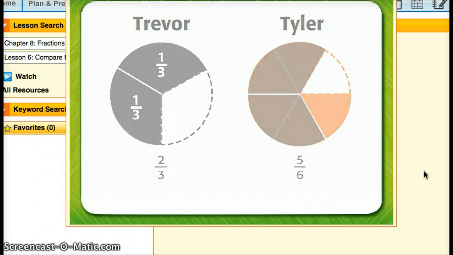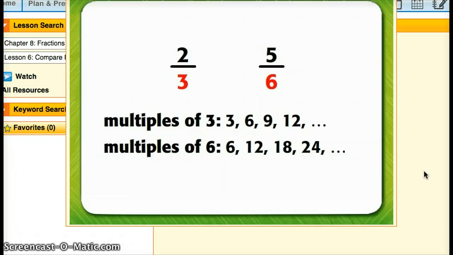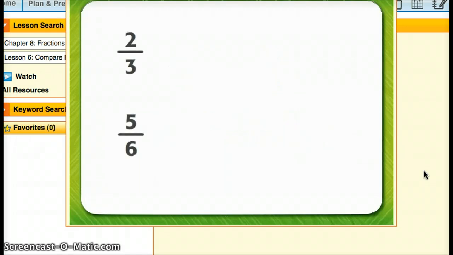We can find the least common denominator. First, let's find the least common multiple of the denominators. We need to find multiples of 3 and 6. List the first 4 multiples. The least common multiple of 3 and 6 is 6. Next, we need to find an equivalent fraction with a denominator of 6 for each fraction.